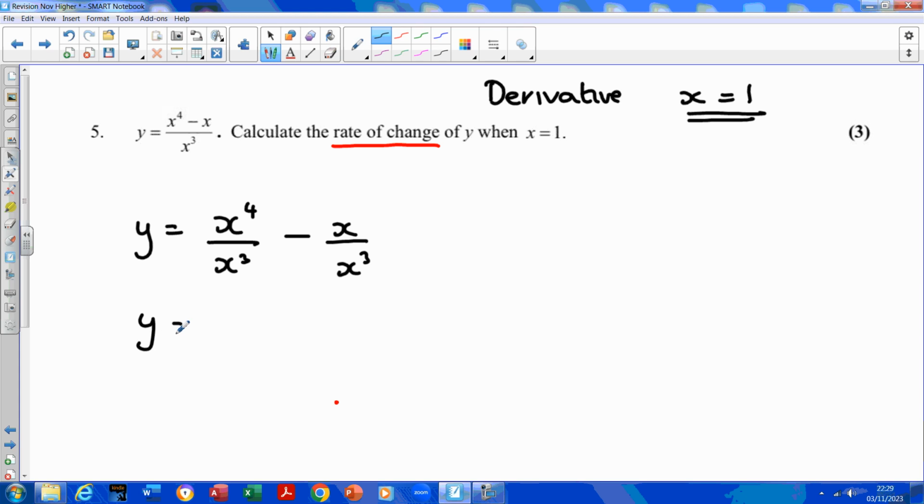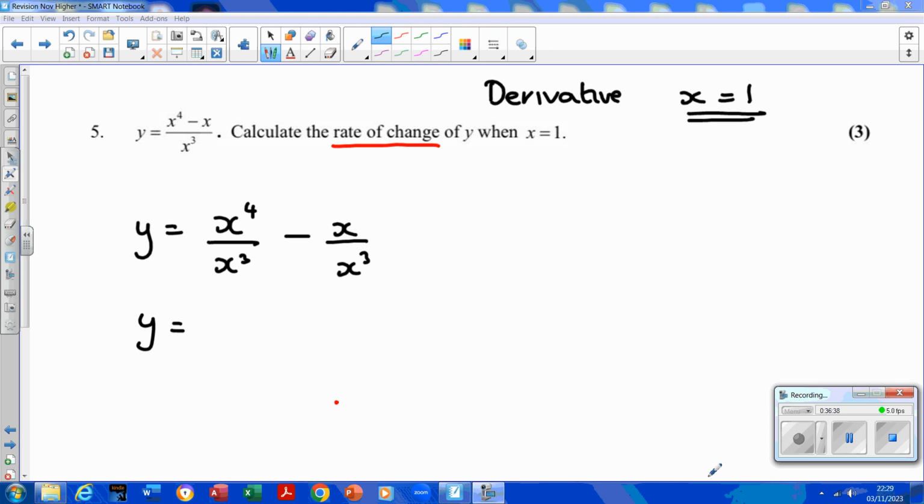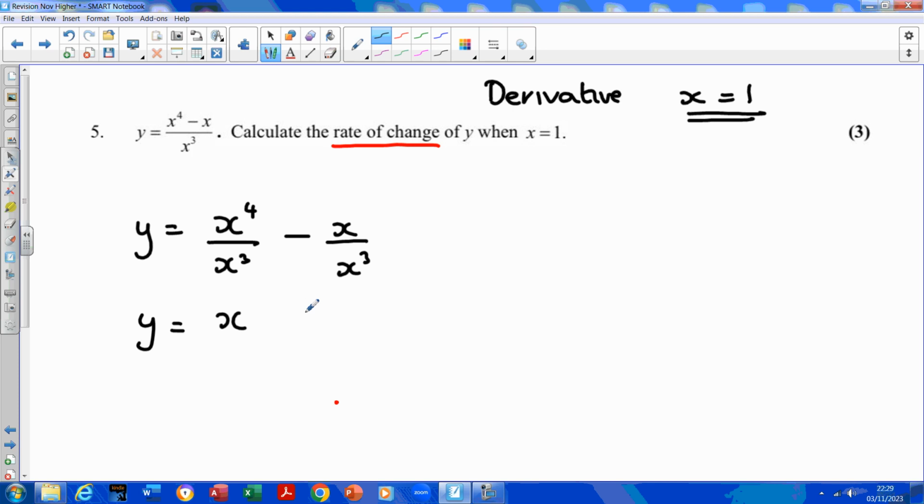So we're dividing indices. We subtract the powers. So x to the power of 4 divided by x to the power of 3 gives me x to the power of 1, which is just x. And then I've got minus x to the power of 1 divided by x to the power of 3. So take the powers away, so that'll give me x to the power of negative 2. Now I can take the derivative.